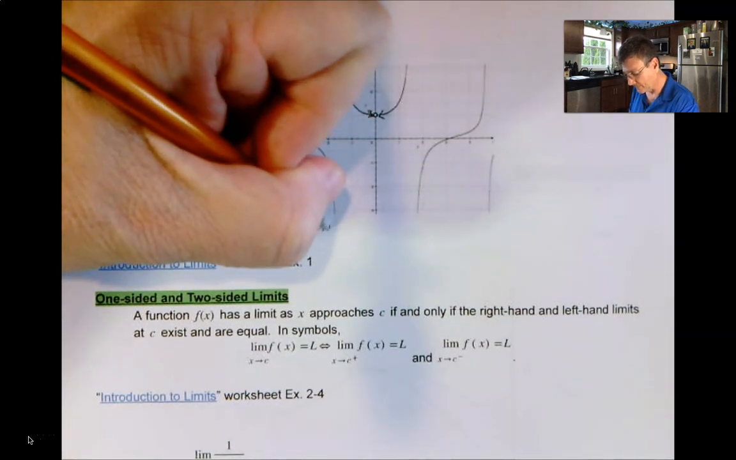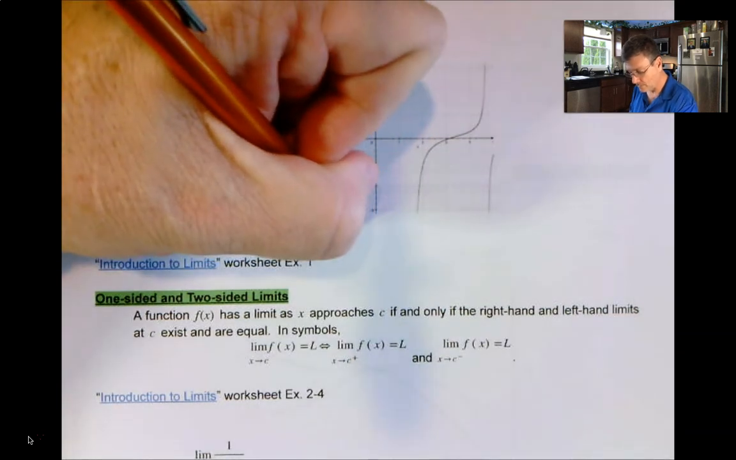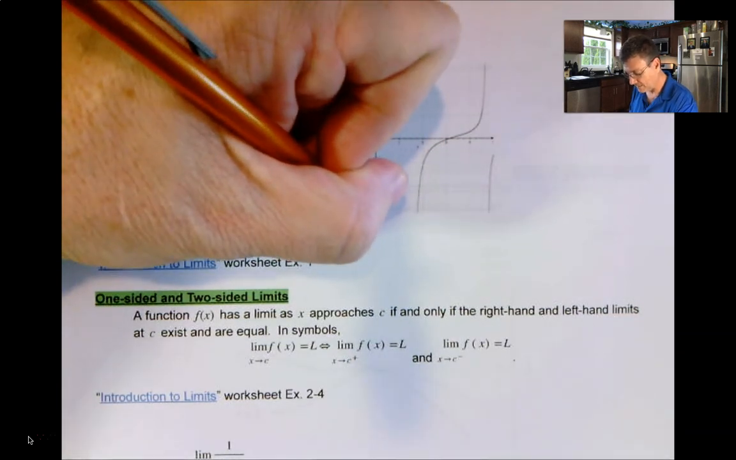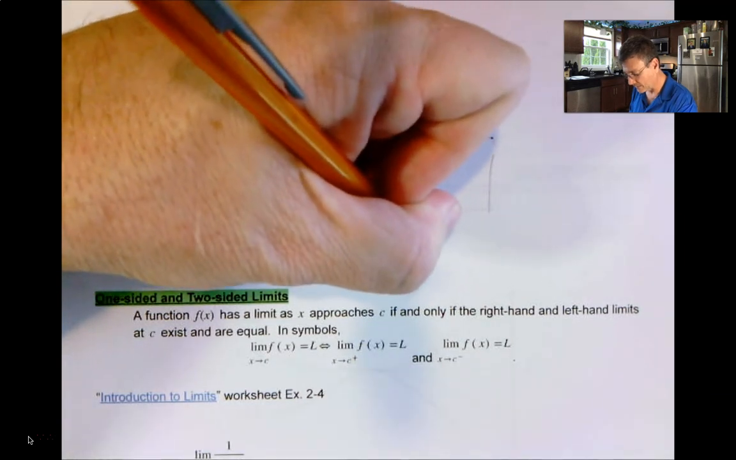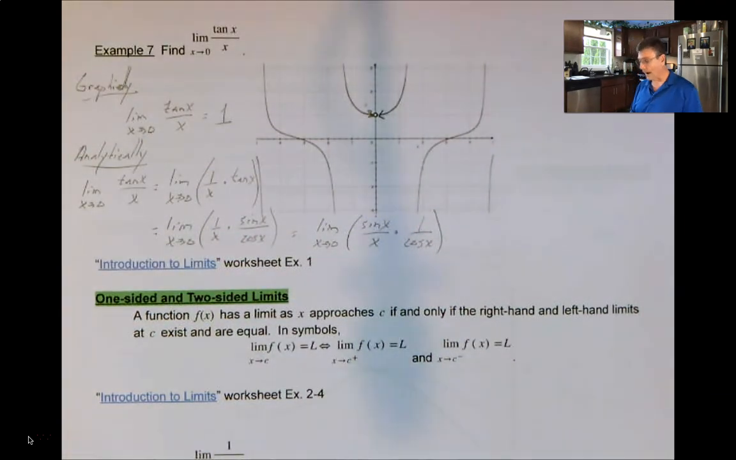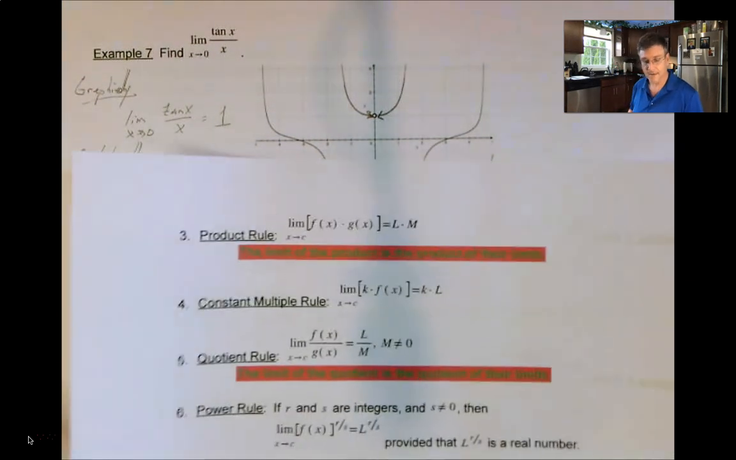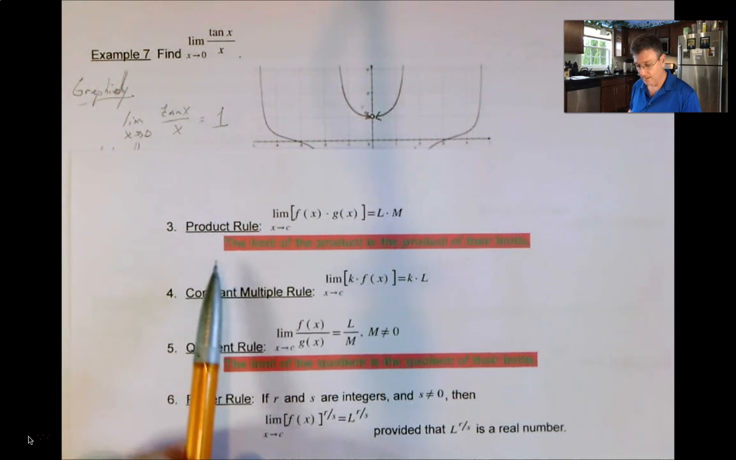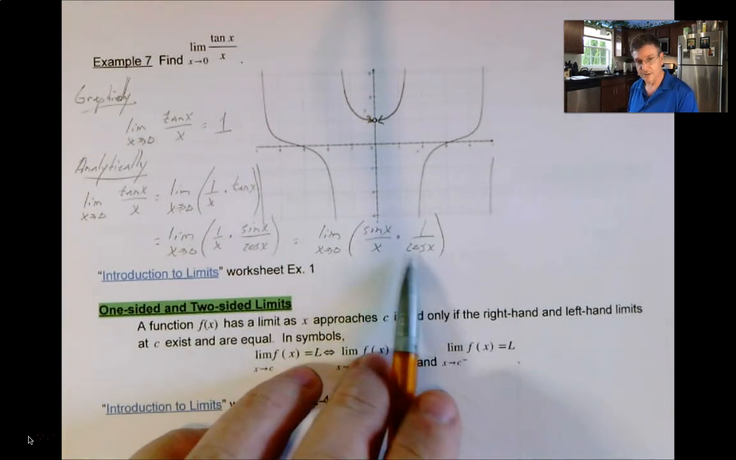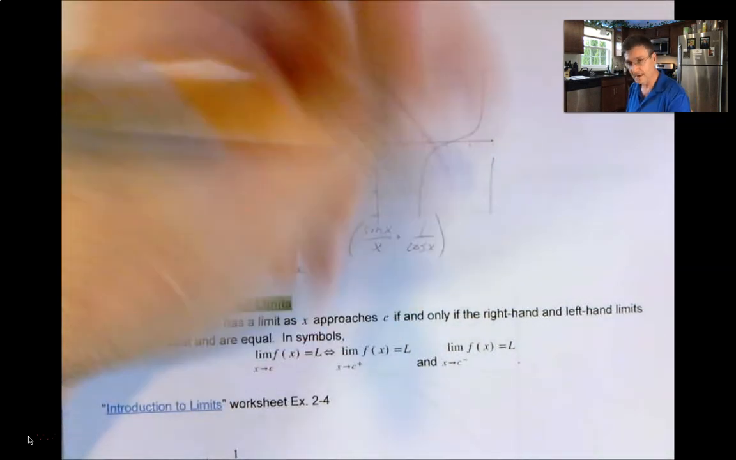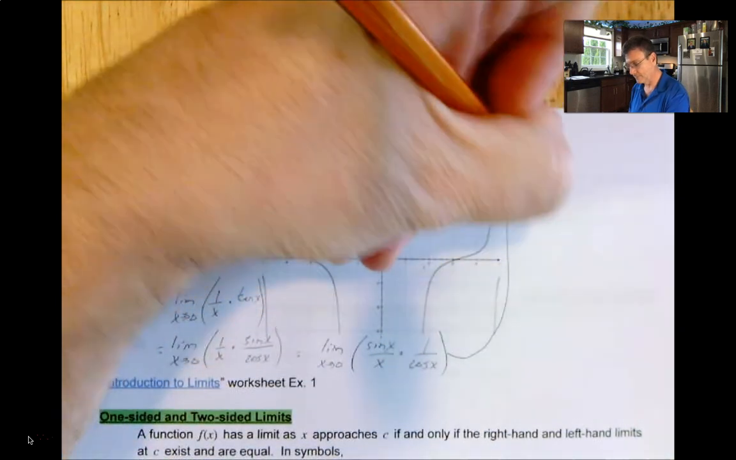So now I have the limit as x approaches 0 of sine of x over x times 1 over cosine of x. Now, why did I do that? I did that because of the rule that we have back here, rule number 3, product rule. The limit of the product is the product of the limits, which means I can separate these into 2 separate limits. So I'm going to come back up top here, draw an arrow to where I'm continuing.